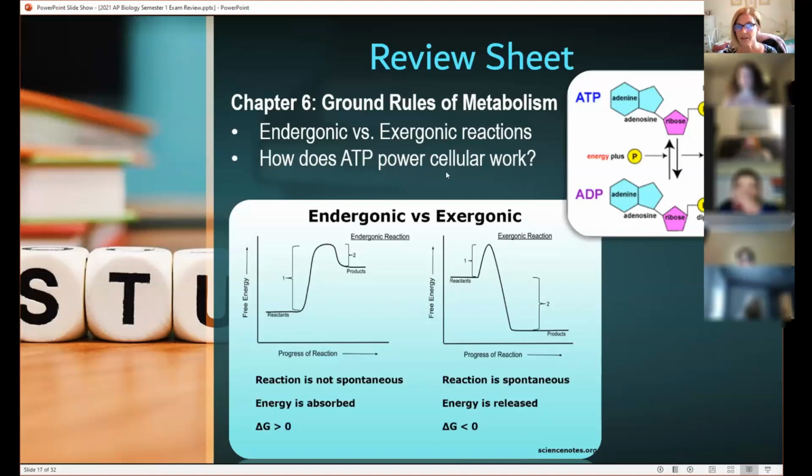Okay? So ATP, remember, it breaks the bond between the second and third phosphate because it can easily transfer energy from this molecule to other molecules or reactions. It is the most commonly used energy source in cells.